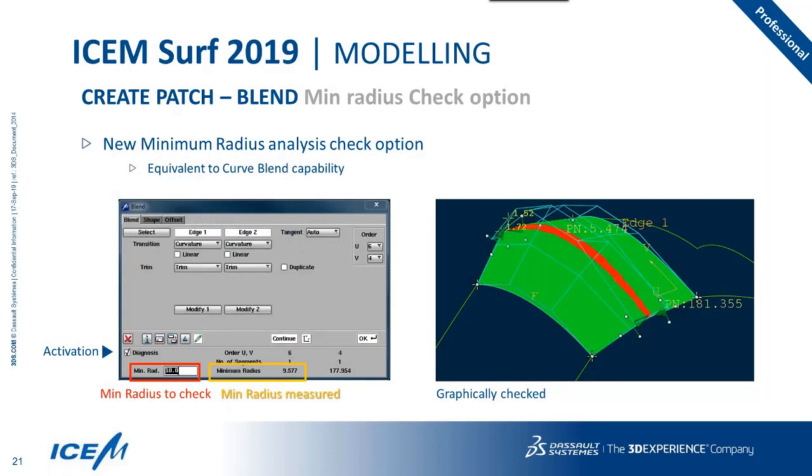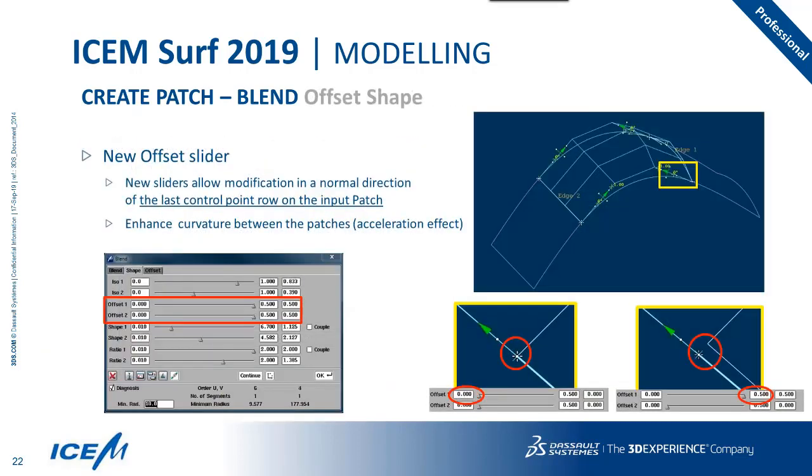Okay, so we've made some changes to create patch blend. There are 1 or 2 changes to that. So the first one is we've added the minimum radius check. Okay, so this is a nice feature which is similar to the curve blend capability you saw in ICEM Surf 2018. So you can see that you enable the diagnosis for this tick down here. You type in your minimum radius, and here on the right-hand side, you can see this is actually what the minimum radius is at the time where it's measured. Okay, and then you get this red line if you violate the minimum radius. So I'm going to show you this in a minute.